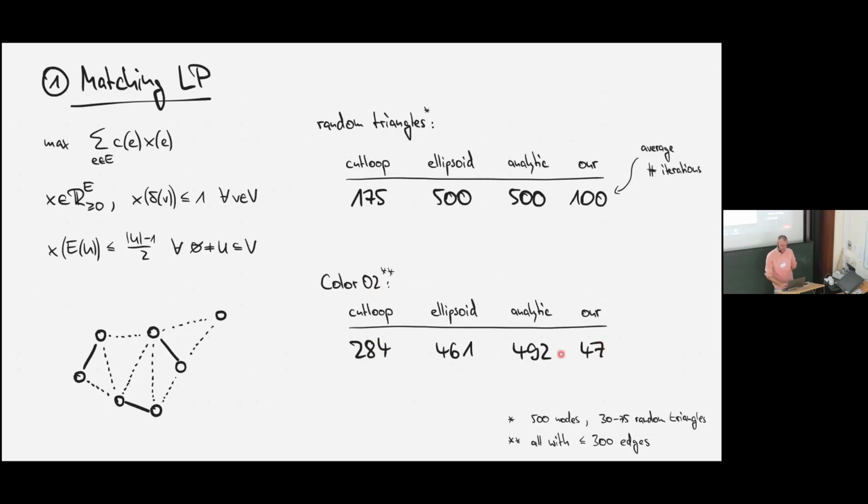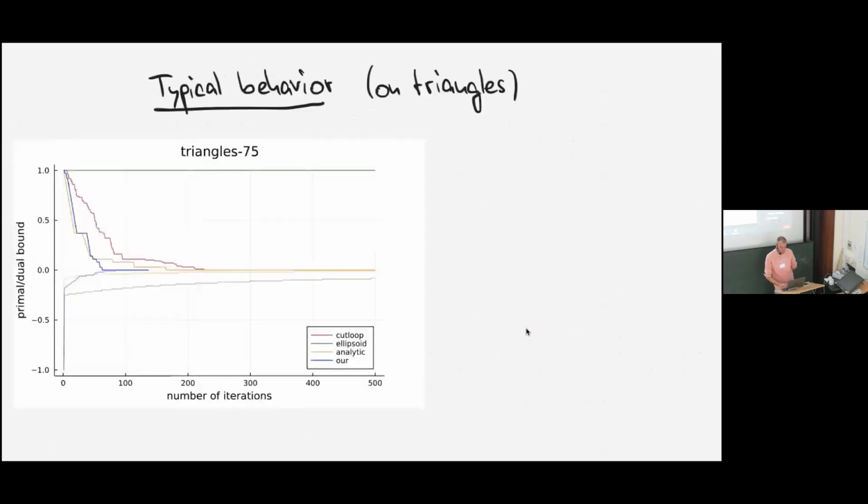One comment: it's always a bit dangerous to just talk about the average number of iterations, and I should be fair here. What we see here is a plot about these methods, and you see two things. At the top, the dual bound and how it behaves over time, and at the bottom, the primal bound and how it behaves over time.